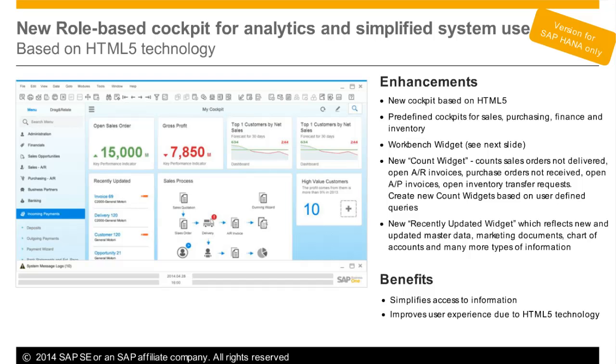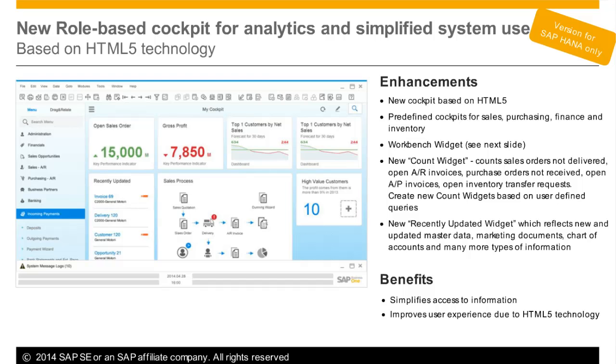As seen on the screenshot, new widgets such as the workbench, count, and recently updated widget are available. The count widget is a simple but powerful feature to get insights into your business. There are 5 predefined count widgets available for sales orders not delivered, open AR invoices, purchase orders not received, open AP invoices, and open inventory transfer requests.